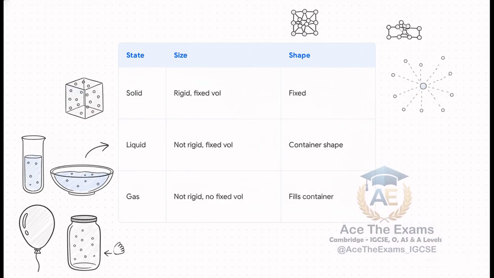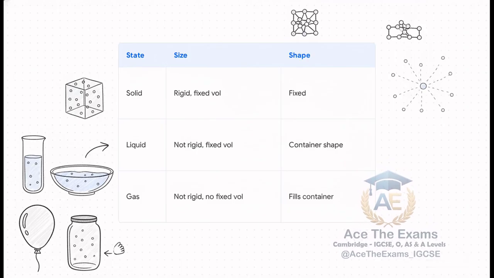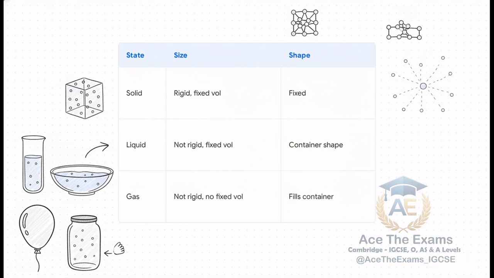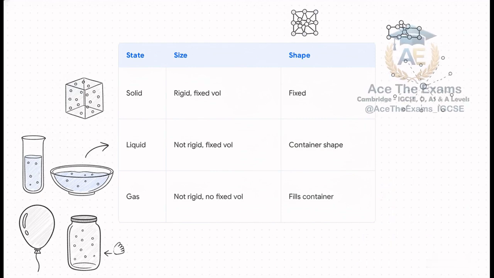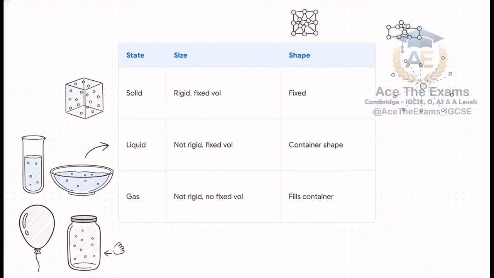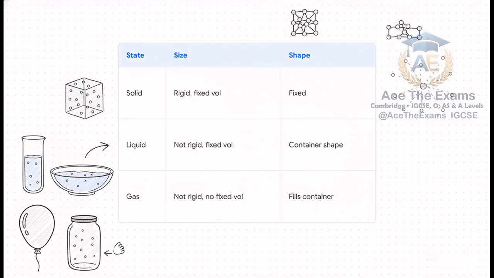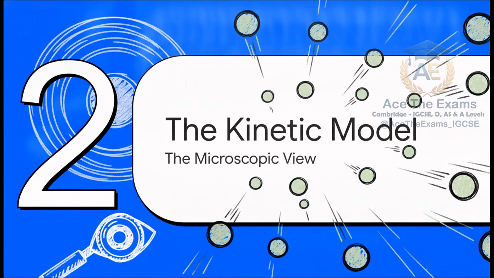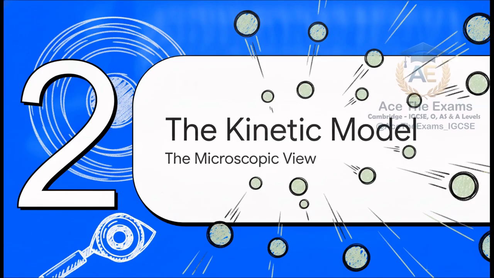And finally, we have gases. Gases are the rule breakers. No fixed shape, no fixed volume. They will expand to completely fill whatever container they're put in, and unlike solids and liquids, they can easily be squashed or compressed. Moving on to section 2, the kinetic particle model, where we take a microscopic view.